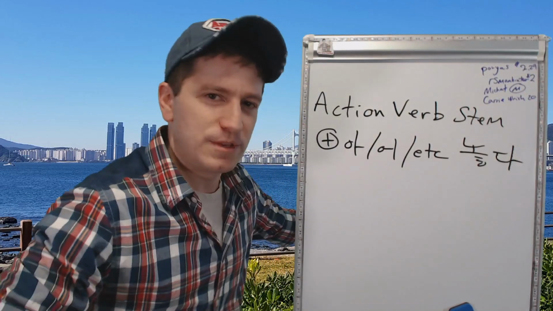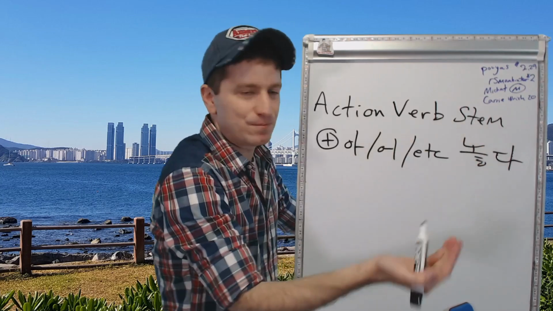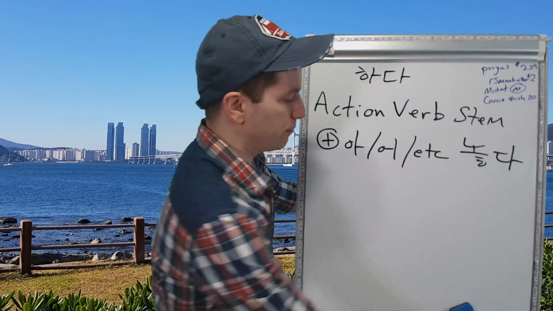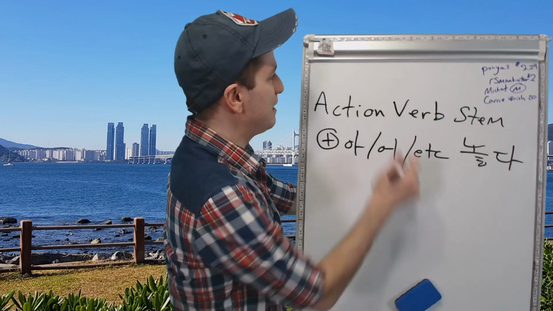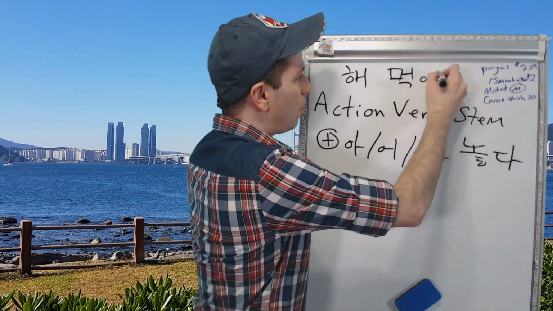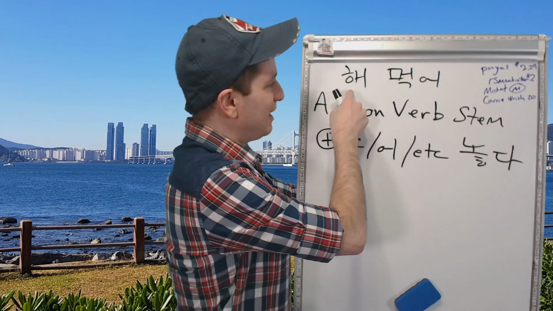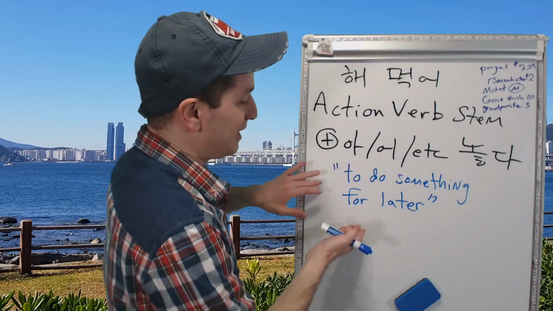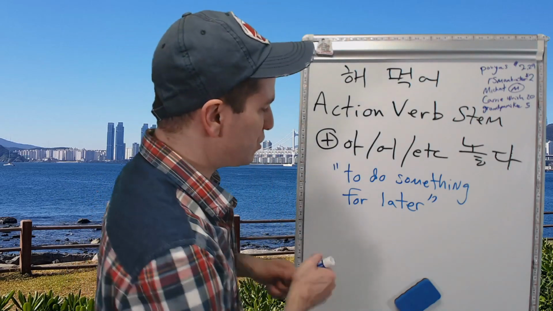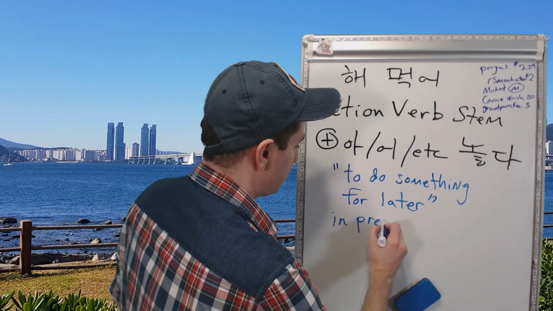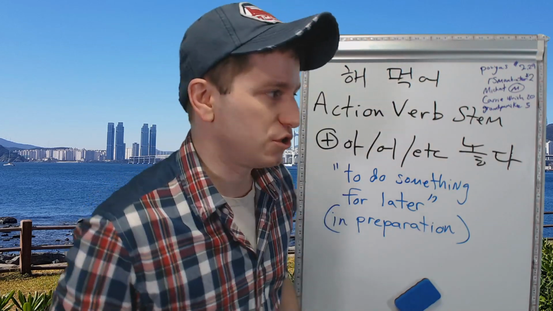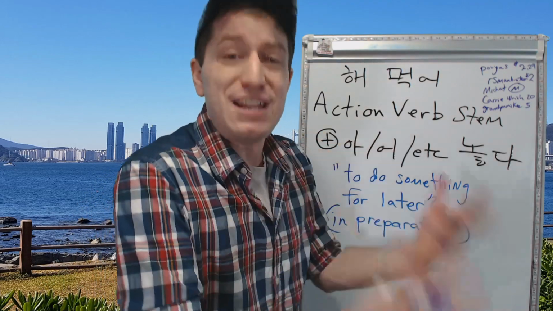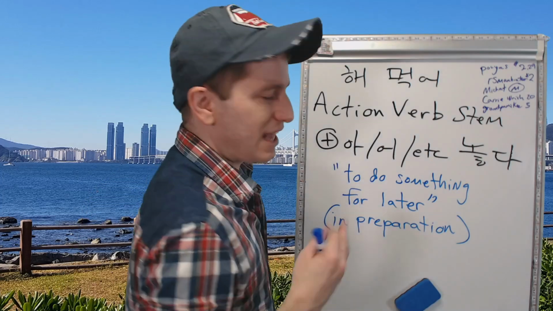Okay, so here's the form we're gonna be using today. You take an action verb stem, so let's just do 하다, and you conjugate it like you would normally to the yo form or any form. So you conjugate it, 하다 becomes 해, 먹다 to eat would become 먹어, and then you attach 놓다. So you would have 해 놓다 or 먹어 놓다. That's it. This form is used to say that you are doing something for later or to do something in preparation for something. For example, if you have a party tomorrow, so you're going to make sandwiches for the party. Well, if you're making sandwiches, you're making sandwiches in preparation for the party. You're making sandwiches for later. So that's how this form is used.